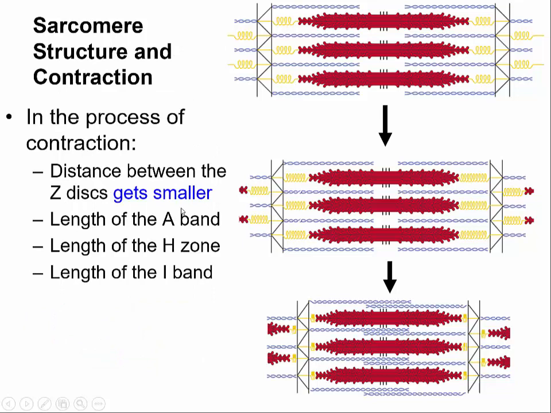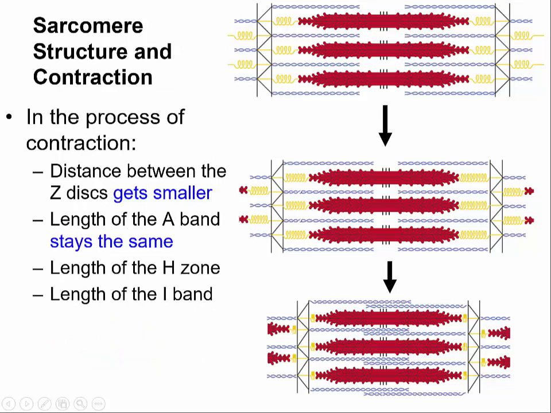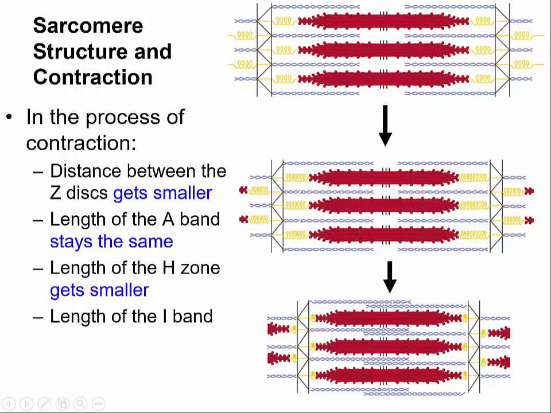Shown here, the distance between the Z discs: what happens during a contraction? They get smaller. What about the length of the A band, which is from here to here? Stays the same. What about the length of the H zone, which is between here and here, between the thin filaments? It's going to get smaller. What about the I band, which is the length from here to here, with the Z disc at the center? It's going to get smaller.